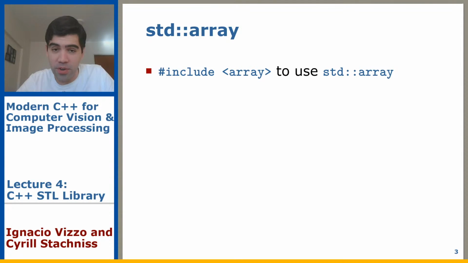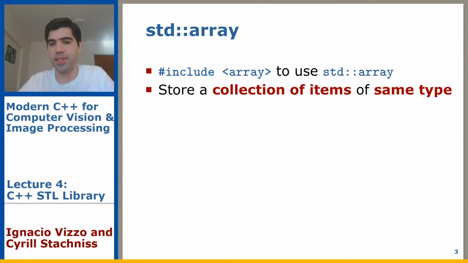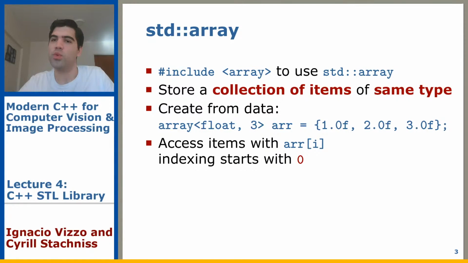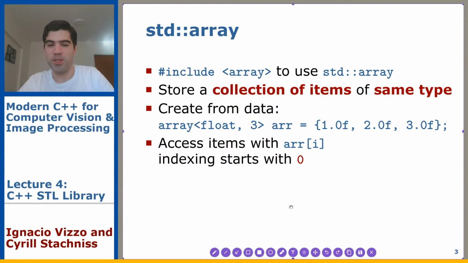As a recap for arrays, you need to include this header file in order to use it. Then you will store a collection of items of always the same type. So remember, don't mix the type. You will get a compilation error, so it's not really unsafe. You will not be able to do it. And then this is how you create an array from data, and how you access elements with the square bracket operator. This is as in any other programming language. The indexing starts with 0.